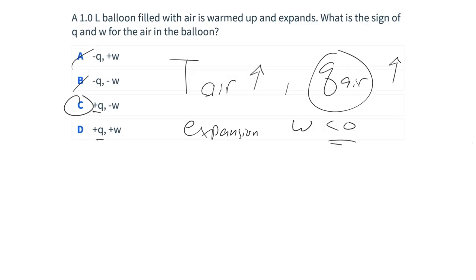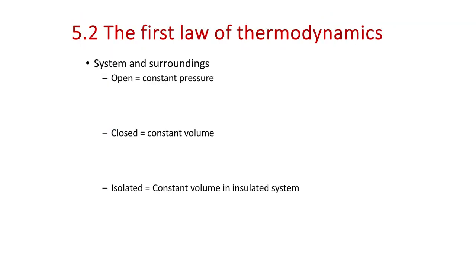Now, when we throw in the concept of reactions, it's going to be a little bit trickier. When we start thinking of a reaction taking place, we're going to have to be a little bit thoughtful of, well, what's the system? What's the surrounding temperature? We'll see an example of a reaction and its temperature changes on the very next slide or 2 slides from now.